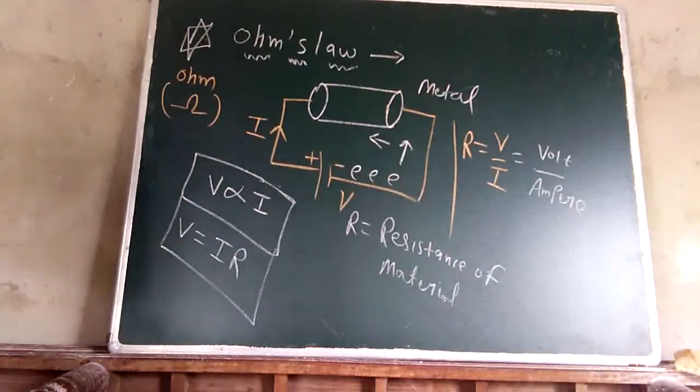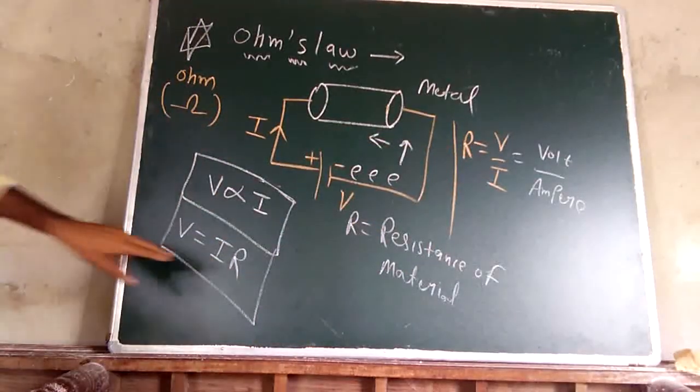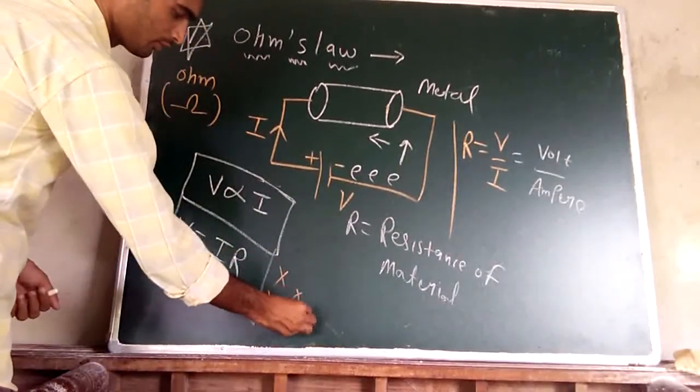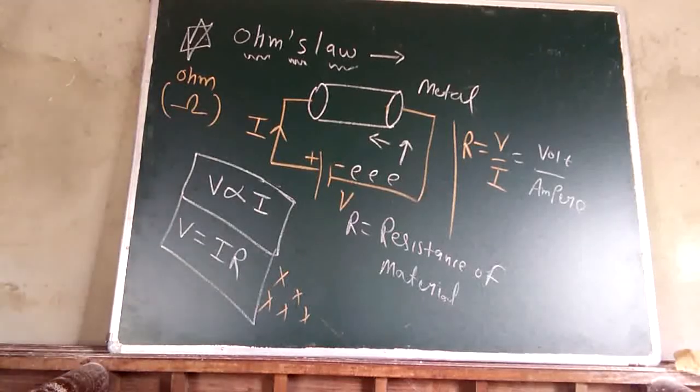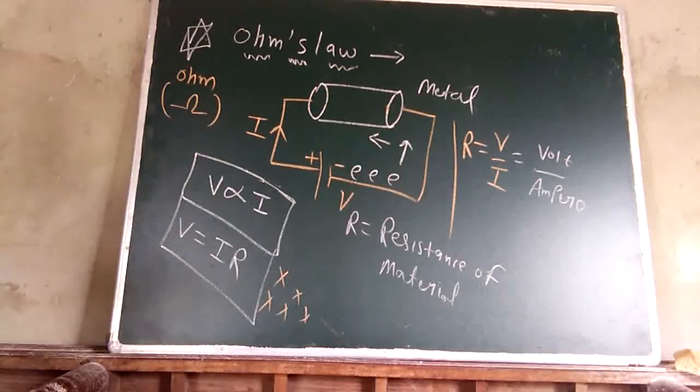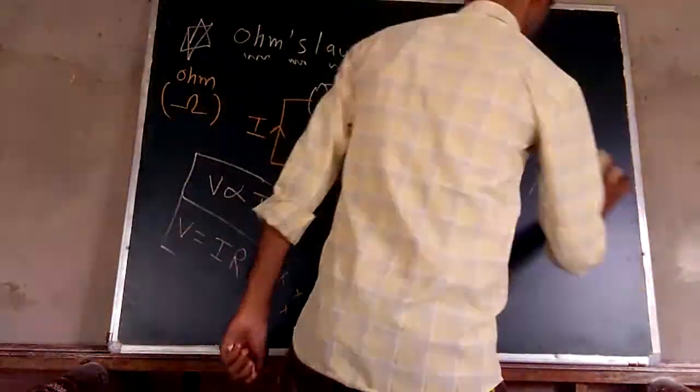So this is Ohm's law. V is proportional to I, and V is equal to IR. This is the most famous equation, Ohm's law. V is equal to IR. Now one new term has been obtained, which is resistance. So we will discuss what resistance is.